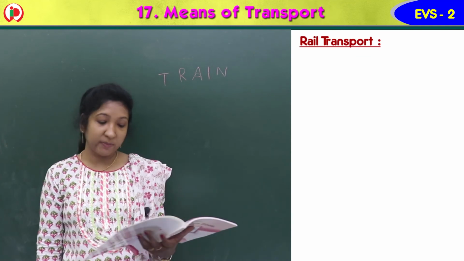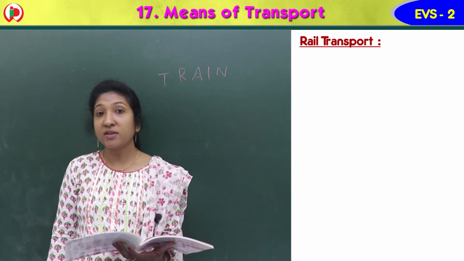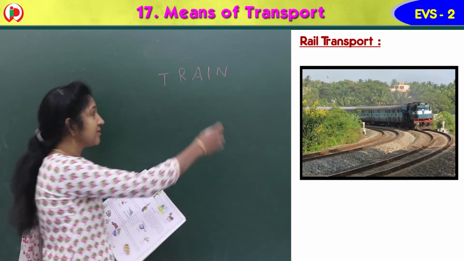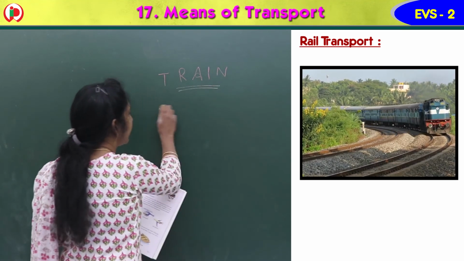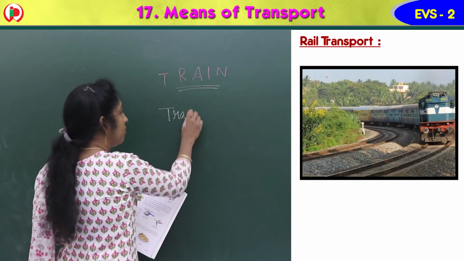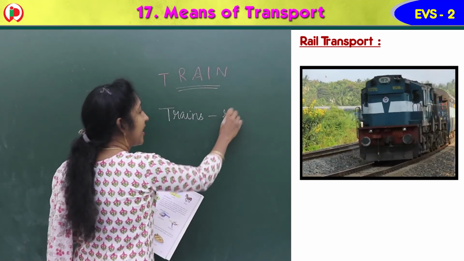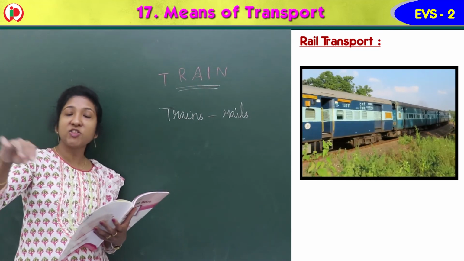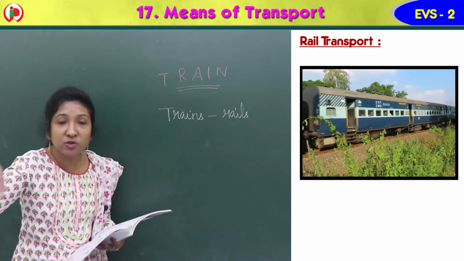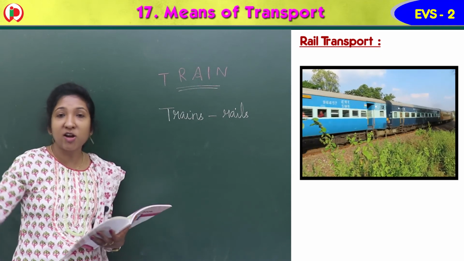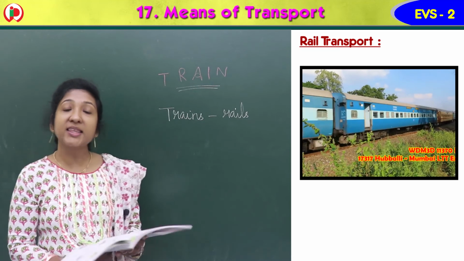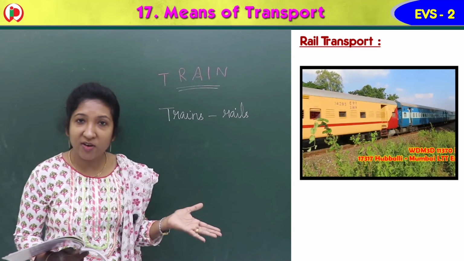Rail transport. The transport that moves on rails. Trains move on rails. R-A-I-L-S, rails. Have you seen the railway track? Yes, the train moves through that track, isn't it? It's called rails. Trains move on rails. You can see the image of a train moving on rails there.